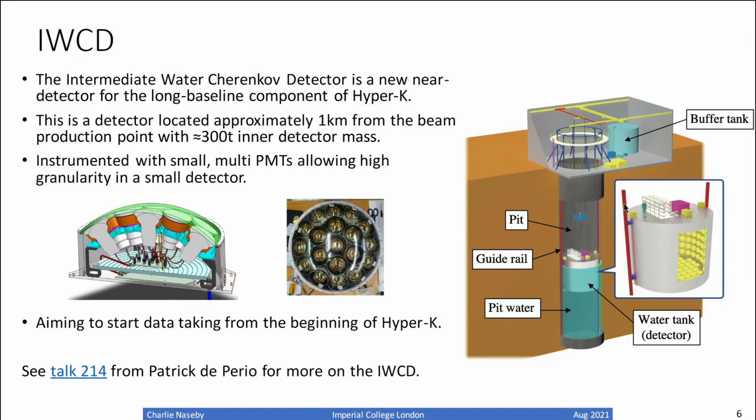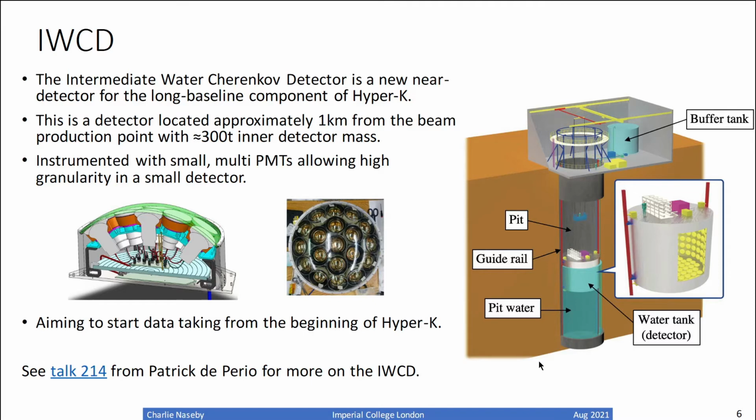This is a cylindrical Water-Cherenkov detector with an inner detector massing approximately 300 tons and is placed approximately a kilometre from the neutrino production point. The detector itself sits within a vertical shaft and can be moved up and down to scan the angular profile of the neutrino beam, and in so doing measure the different fluxes that are present within, but more on that later.